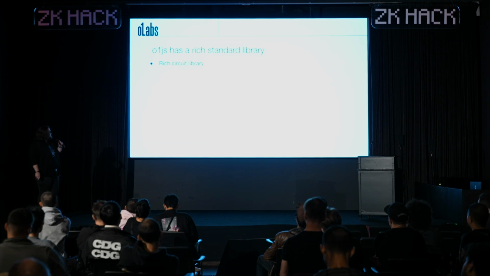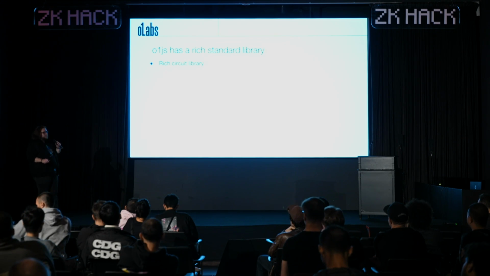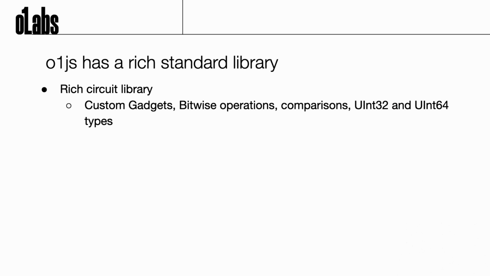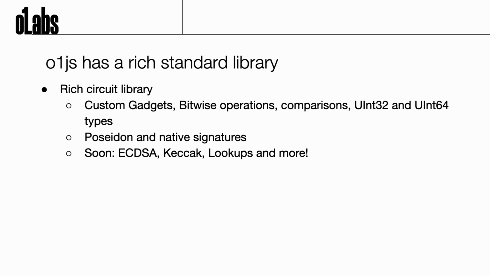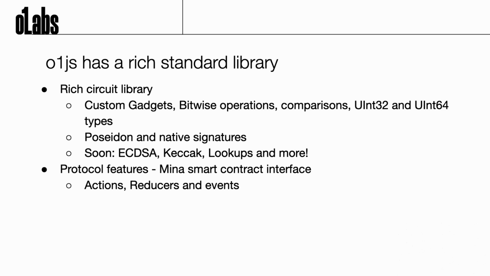So, like I mentioned, o1js has a very rich standard library. You have access to custom gadgets, bitwise operations, comparisons, integer types. There's Poseidon and native signatures for more cryptography use cases. There will soon be ECDSA, SHA-3, lookups, and more. There's also all sorts of protocol features that I will talk about in a second. And there's another thing that I will talk about in a second. It's the ZK program, which is a very interesting abstraction for infinite recursive circuits.